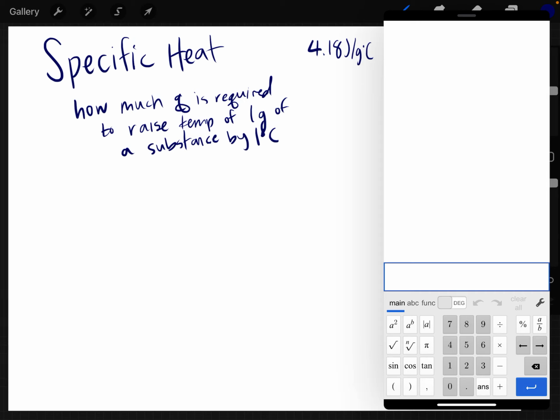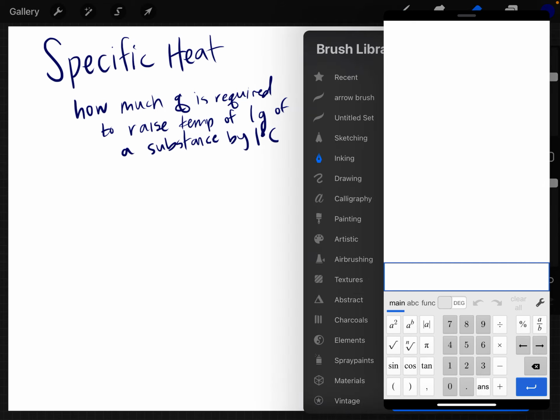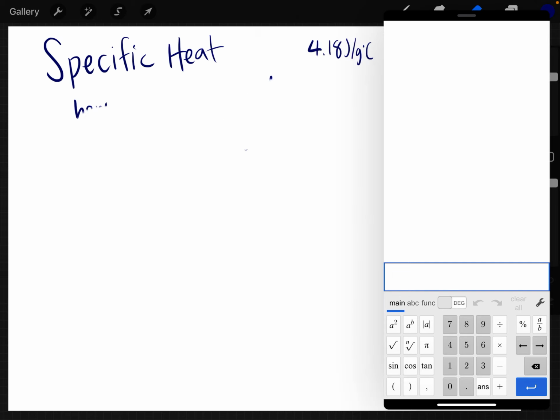And so water, it actually takes a lot of heat, a lot of energy to raise its temperature, which is why we swim in pools of water and not pools of metal, because it doesn't take that much heat to raise the temperature of metal. And so different substances have different specific heats. And we can actually calculate how much heat needs to be absorbed or released or whatever to raise the temperature for a specific sample of a substance using an equation that we know.